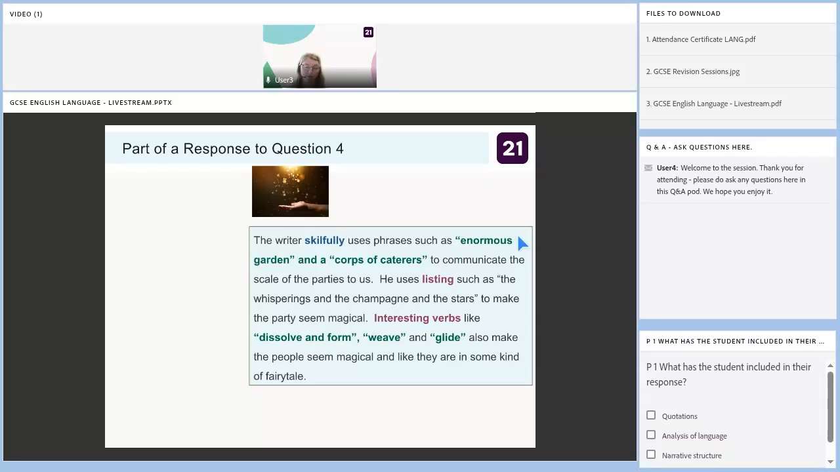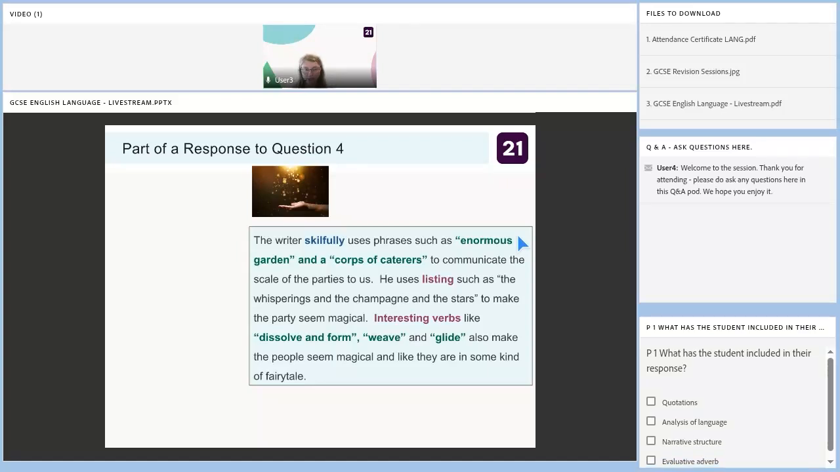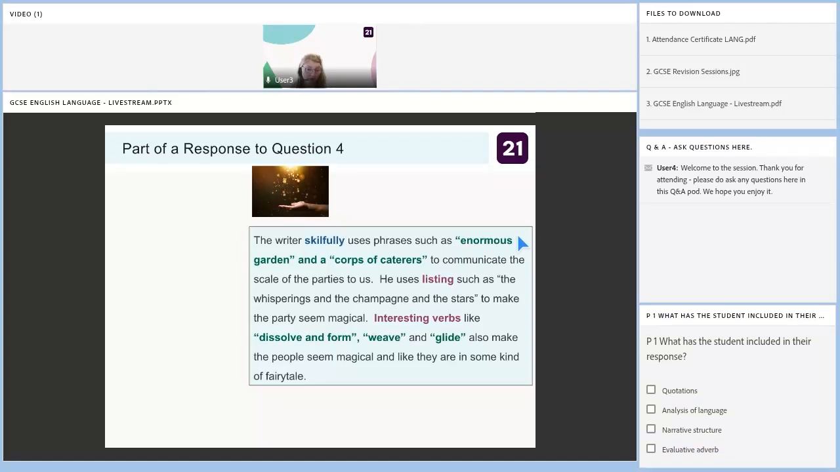So this is part of a response. This is not the whole response. I want you to notice what they use. So do they use quotations? Do they analyse language? Have they written a narrative? Do they use evaluative adverbs? So I'll read it through.